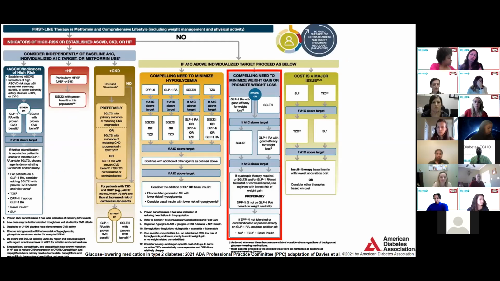And actually, this slide here is from ADA. And I know there's a lot going on right here, but what I wanted to highlight is in the red box, where there is an entire category specific to optimizing blood sugar control while considering weight. And so it starts you out with looking at, in addition to metformin, GLP-1, SGLT2, and then building from there on combinations and adding on.